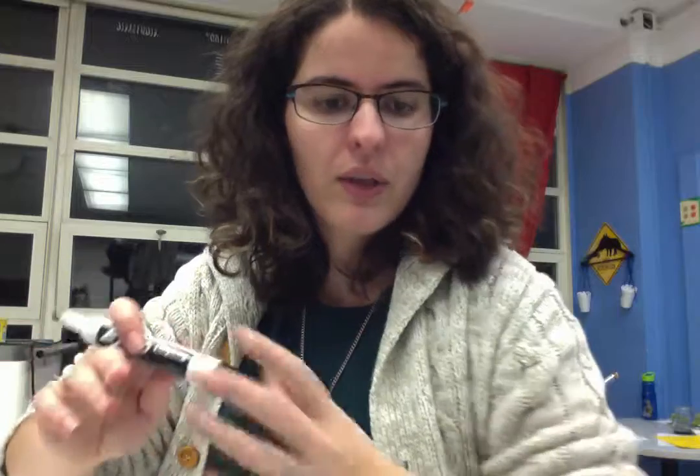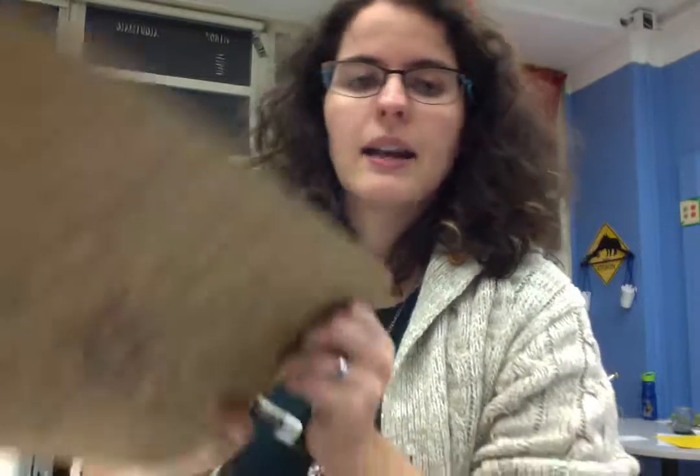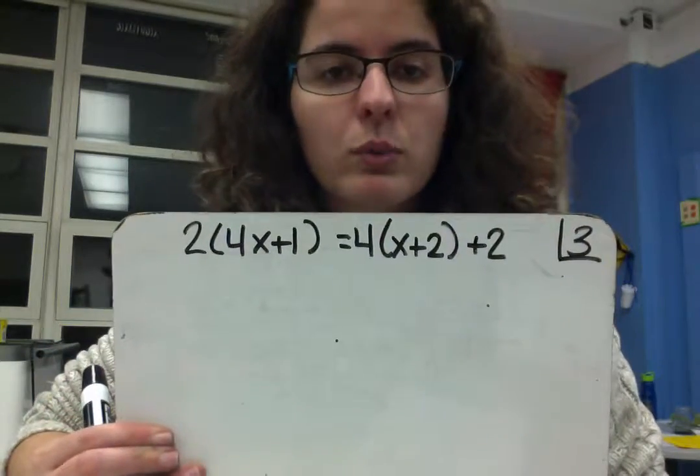And then for the third problem of the day, we're just taking this reasoning farther. This idea of grouping and using the distributive property, which we are going to talk a lot more about in the future. Right now we're thinking about it as these groupings. So for the third problem, we have 2 times the quantity 4x plus 1, and that's equal to 4 times the quantity x plus 2, all of that added to 2. So we have grouping on both sides.